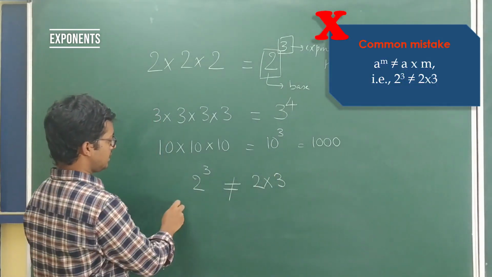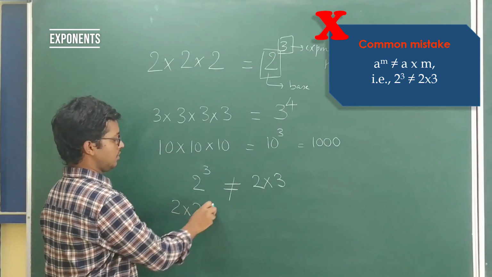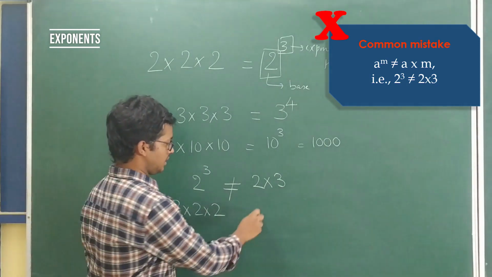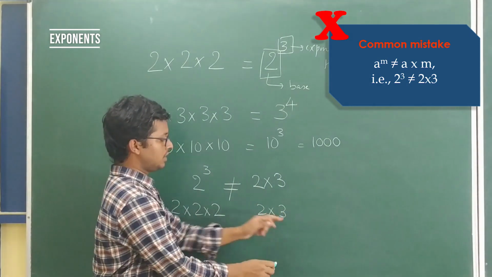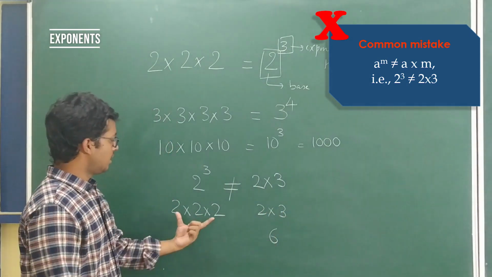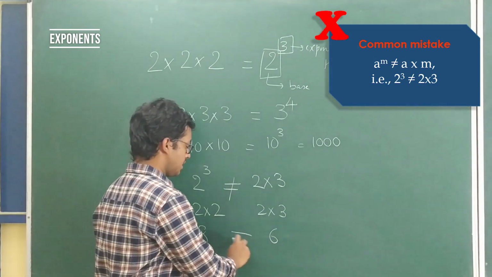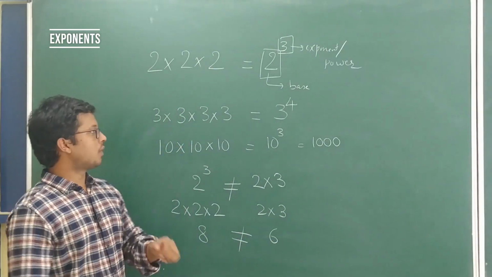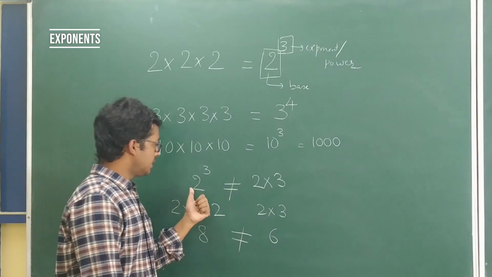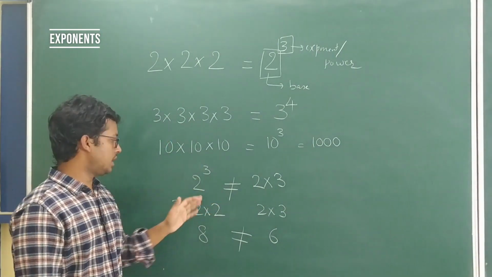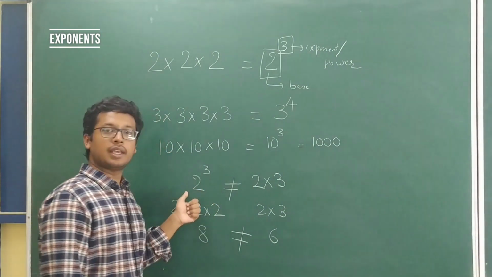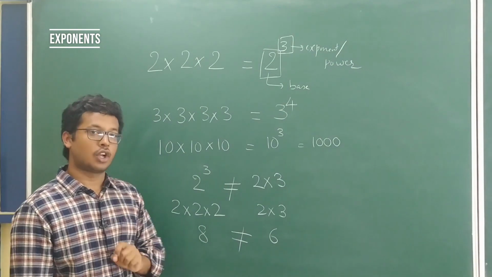2 raised to 3 is nothing but 2 into 2 into 2. And this is 2 into 3. So 2 into 3 results in 6. 2 into 2 into 2 is nothing but 8. As you can see, they are not equal. So what you understand from here is that when you have a power, please don't jump ahead and multiply the base and the exponent. That would be wrong.